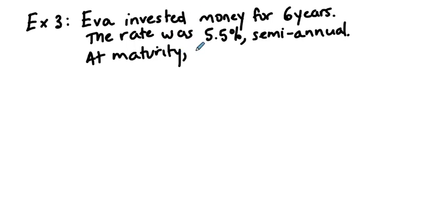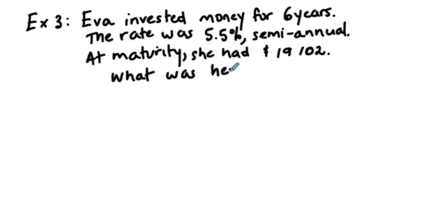At maturity, she had, what did I write there? Oh boy, I made a mistake. Okay, we'll round it up. She had $19,102. What was her original investment? What was her original amount, or I can also say amount, initial.